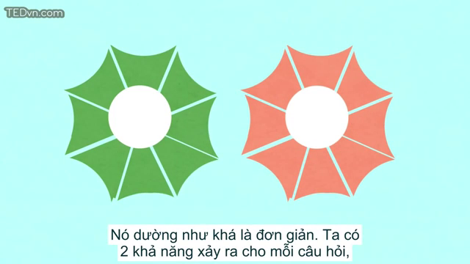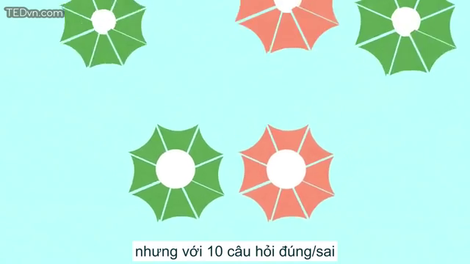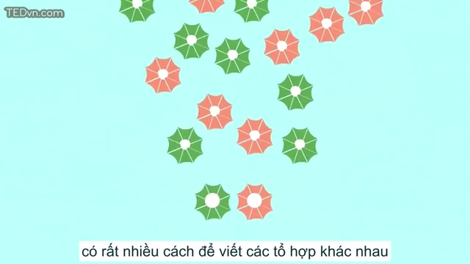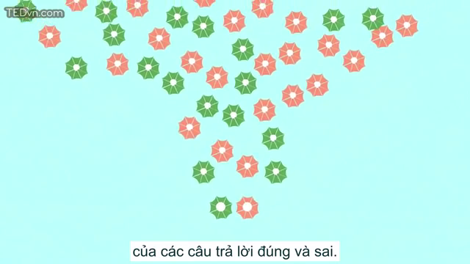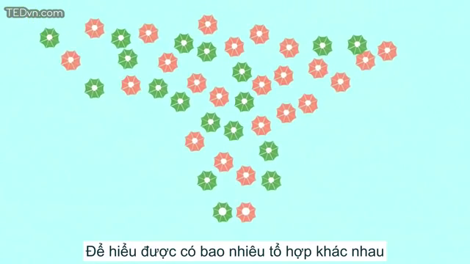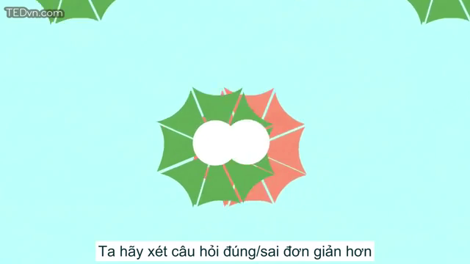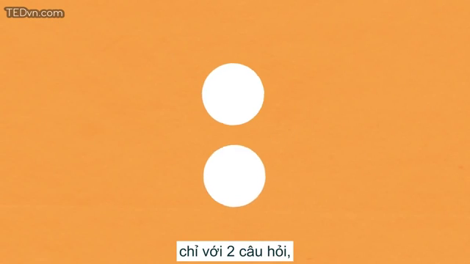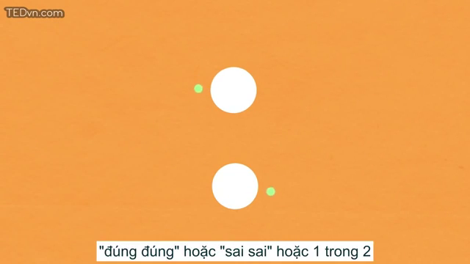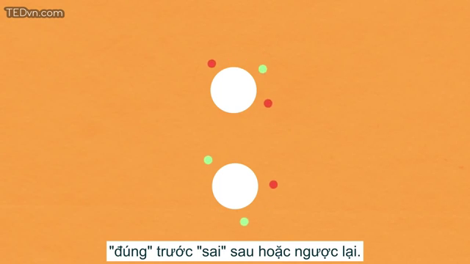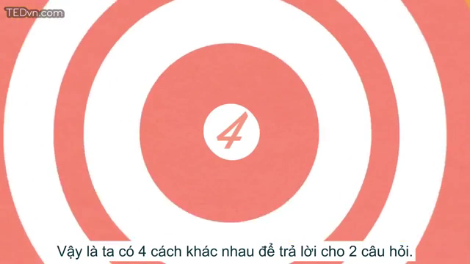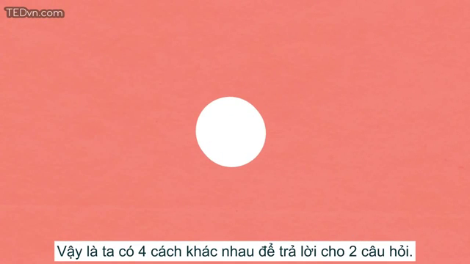It seems simple enough. There are only 2 possible outcomes for each question. But with a 10-question true-false quiz, there are lots of possible ways to write down different combinations of T's and F's. To understand how many different combinations, let's think about a much smaller true-false quiz with only 2 questions. You could answer true, true, or false, false, or one of each. First false, then true, or first true, then false. So that's 4 different ways to write the answers for a 2-question quiz.